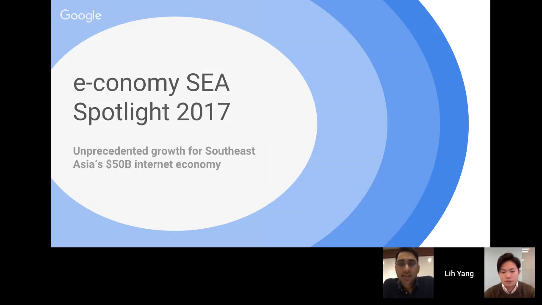So let's get into a bit of context as we try to understand what this Google Temasek economy report is all about, what we have been doing in the last 2 to 3 years on this front, and where we are currently. So if you can just go to the next slide.